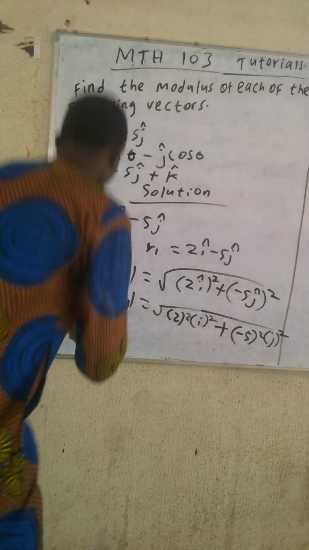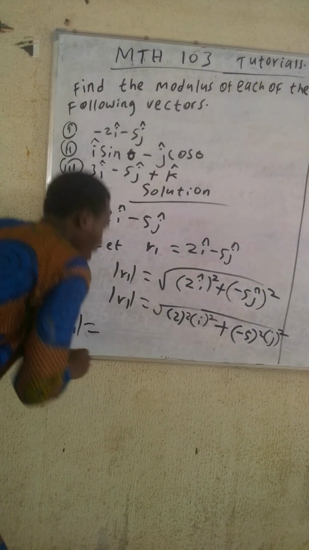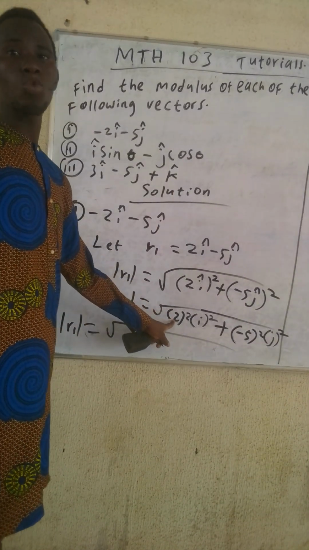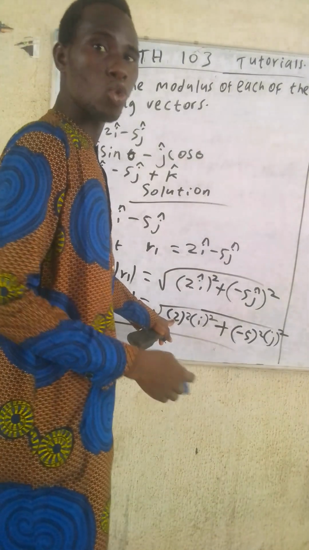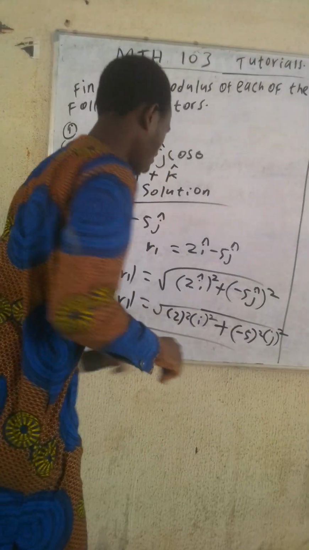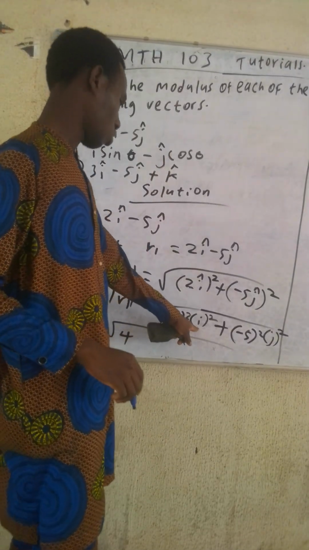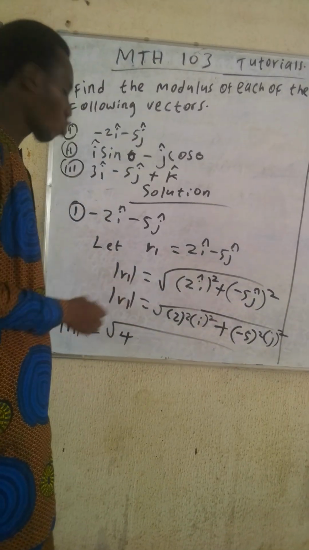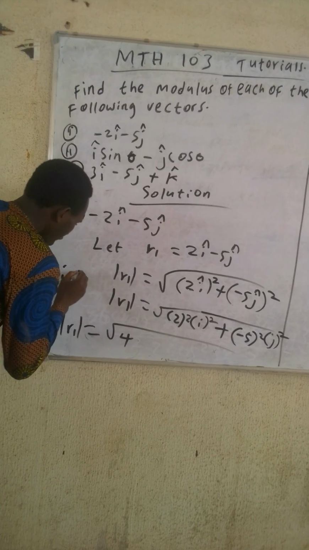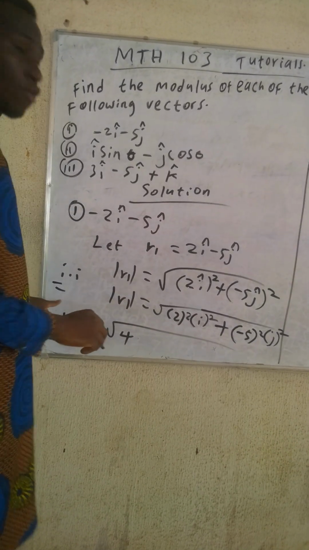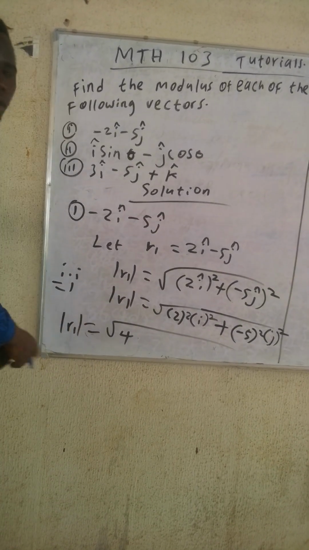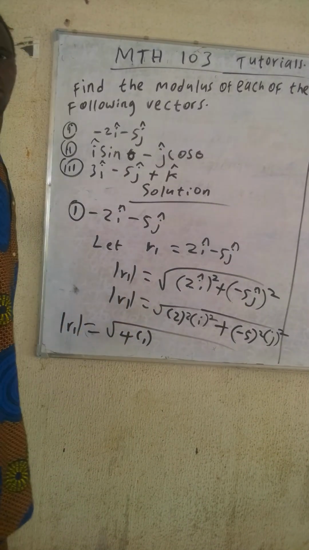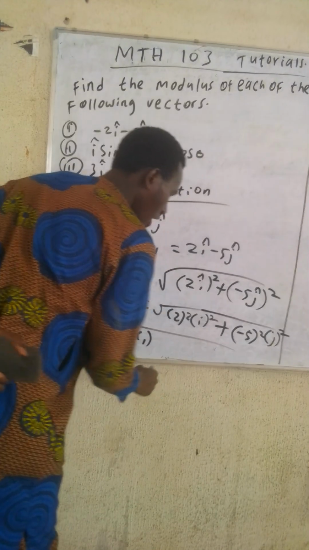Having done that, we have 2 squared, which means 2 times 2, and 2 times 2 is 4. And we also have i squared. I squared means i dot i, and i dot i in vectors is 1. Are you getting it? So we have 1 here.